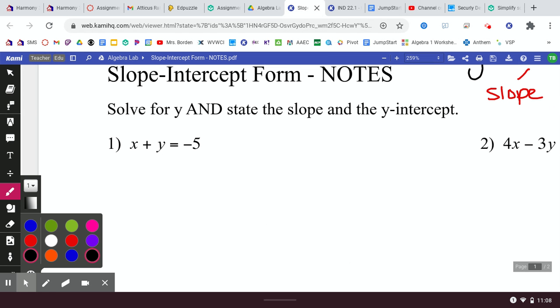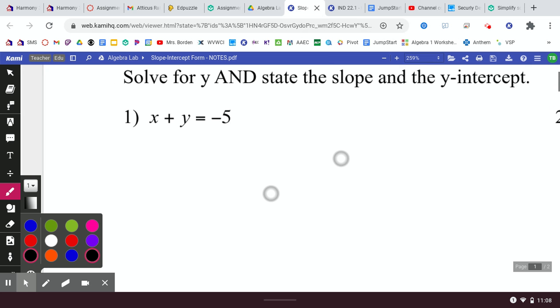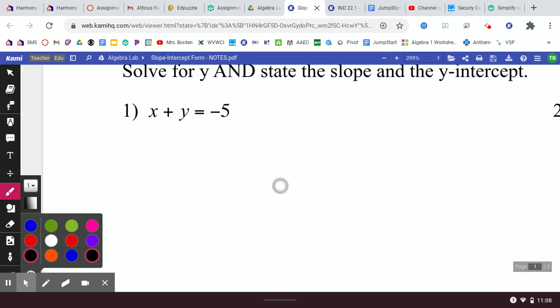So the first thing we need to do is solve for y. So for number one, Bryce, what would I do first to solve for y? Yep, subtract that 1x and subtract that 1x, and you can put the 1 or not. It doesn't matter. It's there, and you'll need it here in a minute. So we do that, and we get y equals, which one am I going to write first over here? Yep, so minus 1x, and then what's next? Minus 5. Okay, now y is by itself.